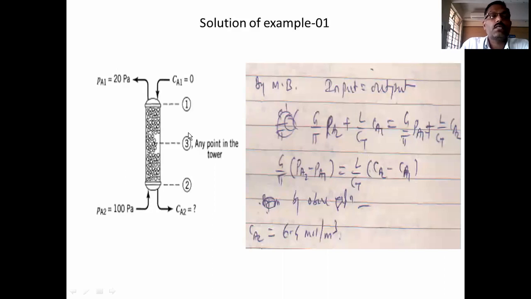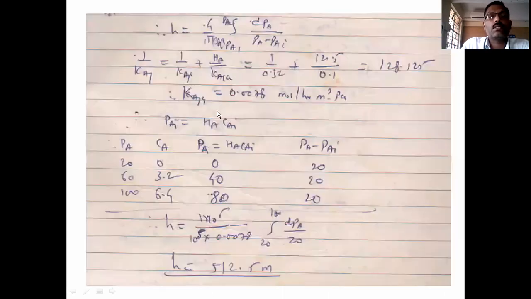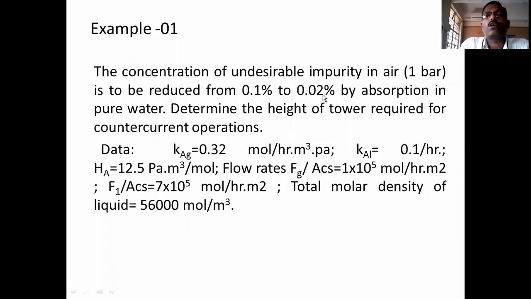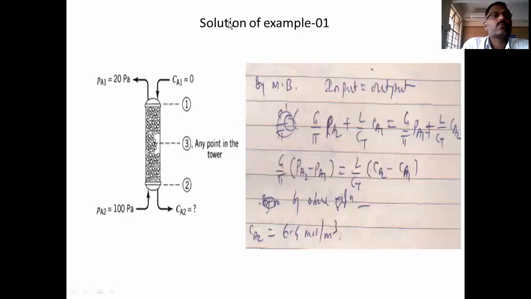In the same way, this is reduced to 0.02%, which means 0.02 divided by 100. This is the mole fraction of impurities at the outlet, which is 0.0002. Multiply by 10 raised to 5 total pressure, and that is the partial pressure of the impurities at the outlet. So PA1 is equal to 20 Pascal. So we get PA1 and PA2.